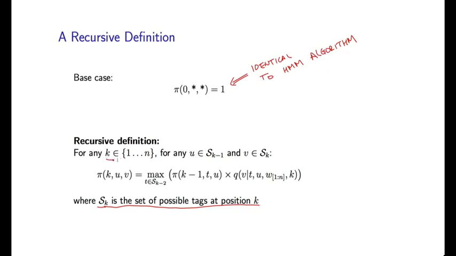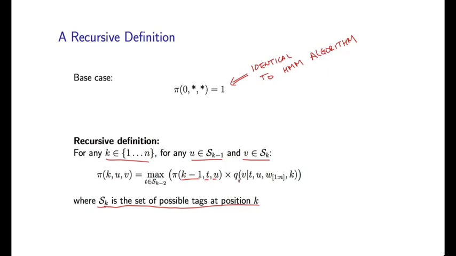And then for any k, for any u in S_{k-1} and v in S_k, I define pi_k(u,v) to be the following. I take the max over all tags t at position k minus 2. I multiply in pi_{k-1}(t,u). So that's a pi value at position k minus 1. Note we have position k over here.